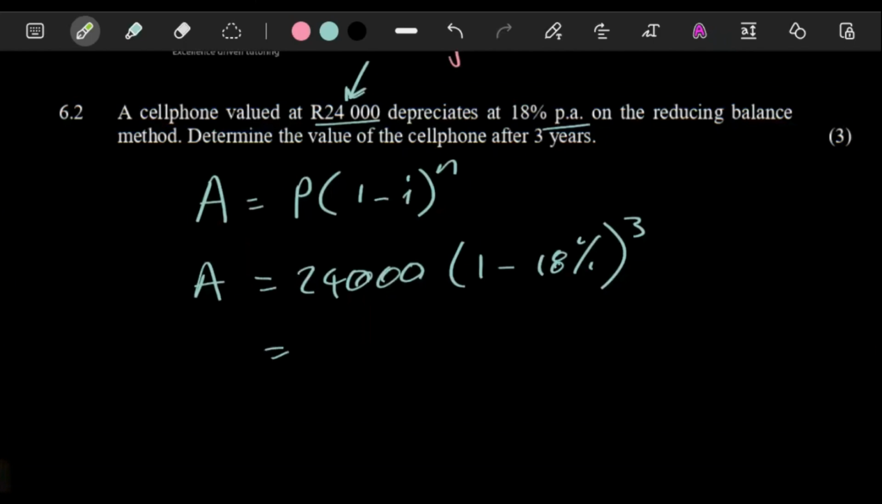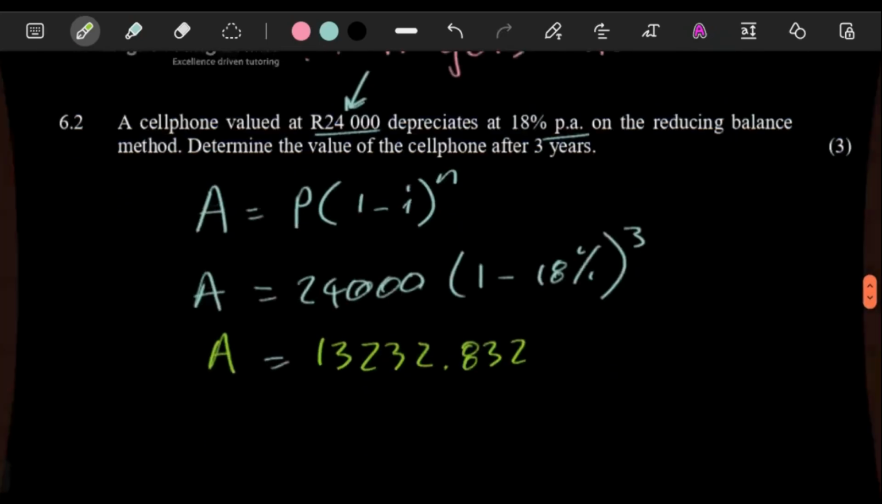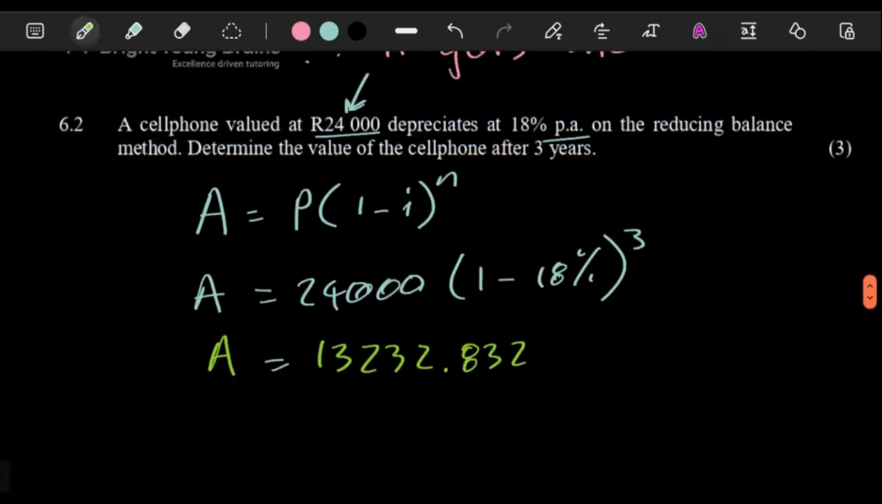24,000. Then we have 1 minus 18 shift percent, the whole thing to the power of 3. This is giving us 13,232.832, right? That's your value of A. And that's not bad. It's not bad at all. For a 3-year-old phone, most phones would be worth nothing. But it is okay.